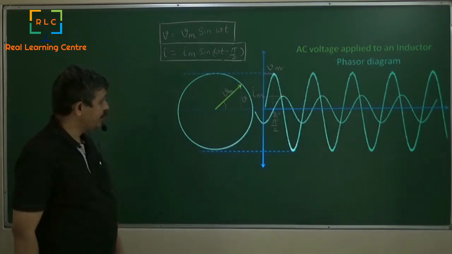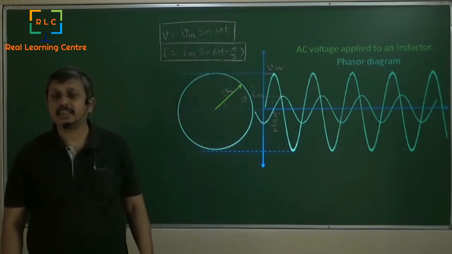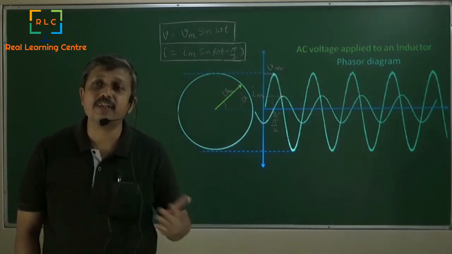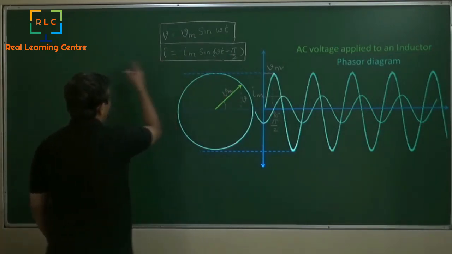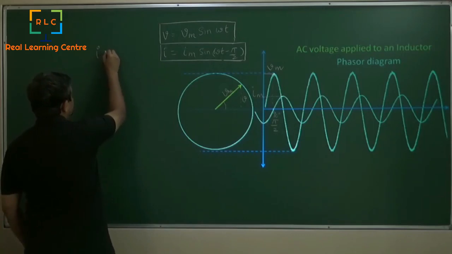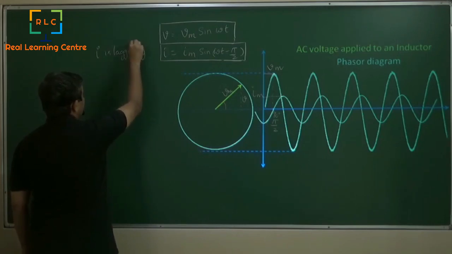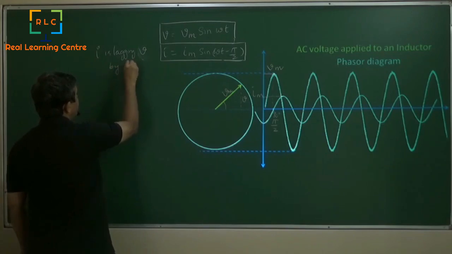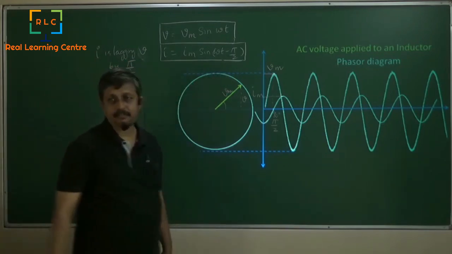That means that if this is negative here, it basically means I is lagging V. So I is lagging V by an angle pi by 2. So that is the meaning of this.